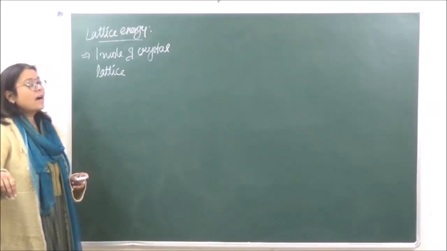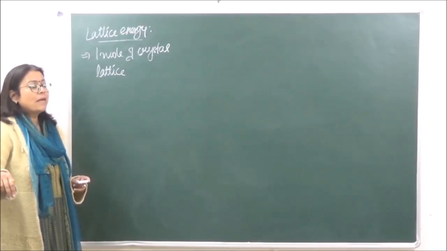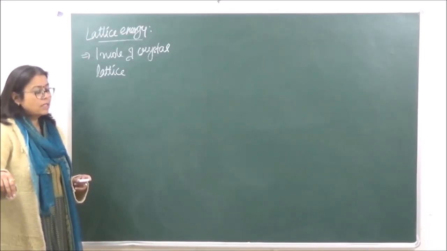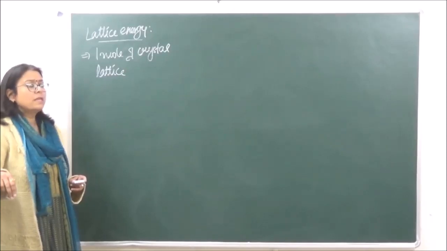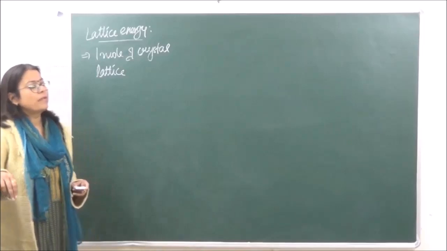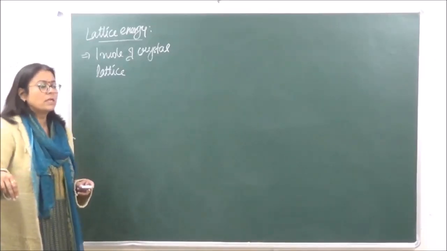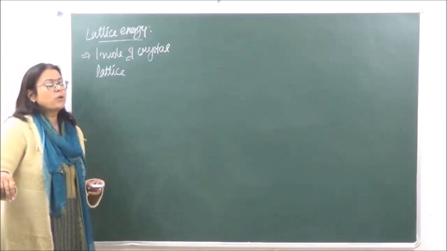But if we are trying to build up a crystal lattice, then the value of lattice energy is going to be negative. Okay? So it means that it is the amount of energy released when 1 mole of cations combine with 1 mole of anions to give us 1 mole of a crystal. Then that is also lattice energy. In that case, the lattice energy is going to be released.